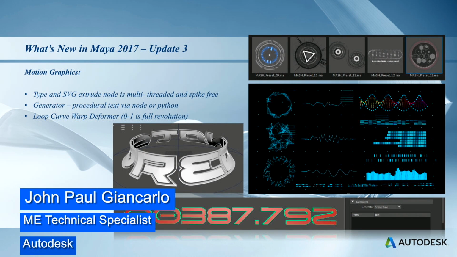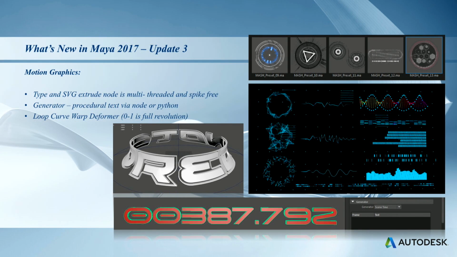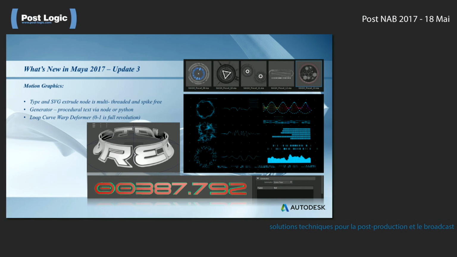But also on the motion graphics side, we have the type and SVG extrude nodes, which are now multi-threaded. It means that they're really fast now. They got really fast and spike-free also, so less jagged edges and stuff like that. We have a new procedural text generator that we can control via Python. And the loop curve warp deformer is now much nicer. We got a new 0 to 1 full revolution, which means it's been optimized for this.